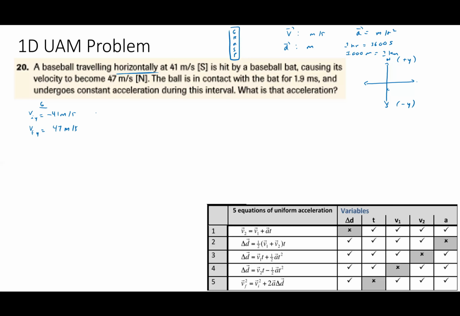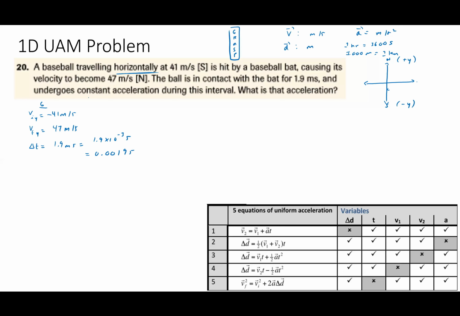And the ball is in contact with the bat for 1.9 milliseconds. A millisecond is 1,000th of a second, guys. So your time interval, final minus initial time, is 1.9 milliseconds, which is basically 1.9 times 10 to the power negative 3 seconds, or you can write this as 0.0019 seconds. You can also employ scientific notation and do these calculations, or you can just change to a decimal in this case.